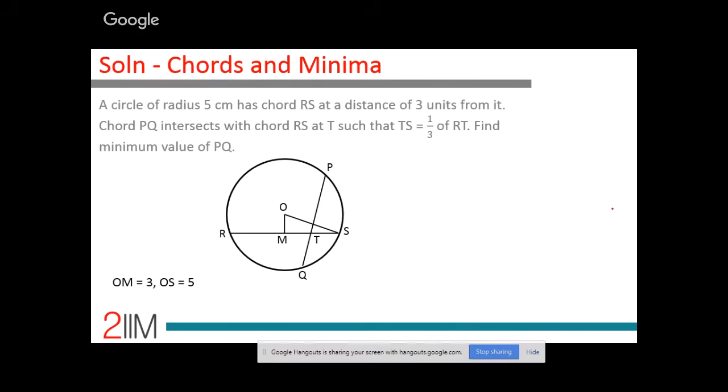That's a wonderful question because we can get to PT into TQ. We still have no way of finding PT plus TQ. Given PT into TQ, PT plus TQ will be minimum when they're equal. So PT should be root 12, TQ should be root 12. So root 12 plus root 12, that's the answer we're looking at. So 2 times root 12 or 4 times root 3.